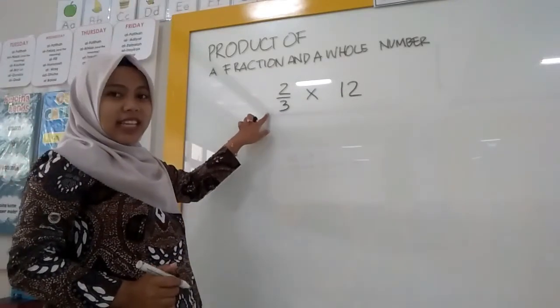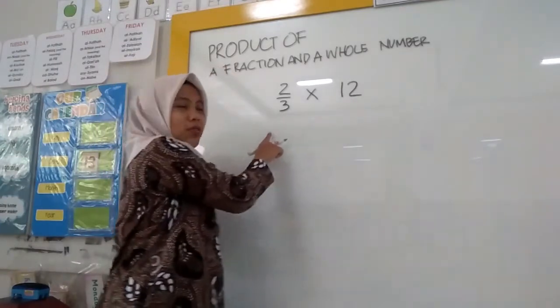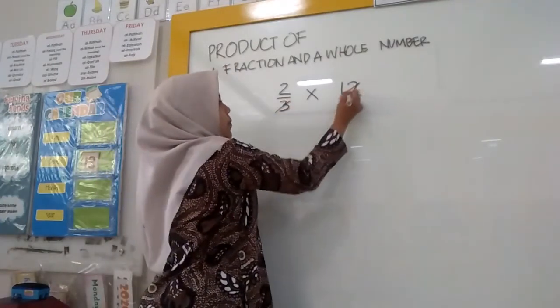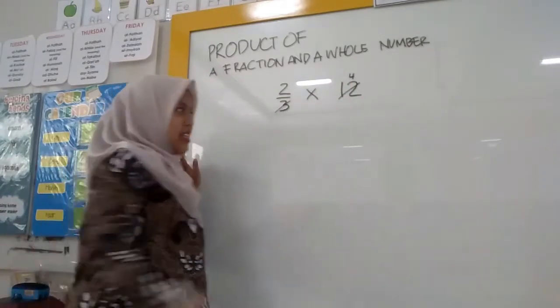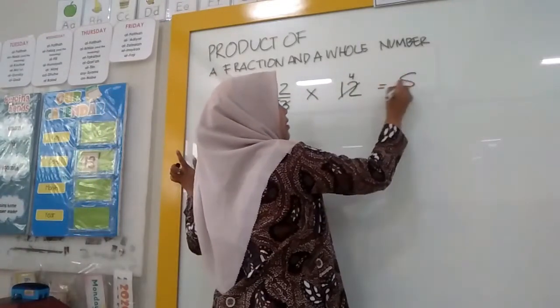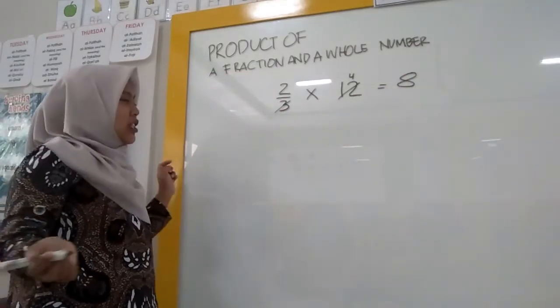Sure, that's what we need to do. Let's consider this as division. So we'll have 12 divided by 3, so we get 4, and then 2 times 4 is 8. Easy. So how about the implementation?